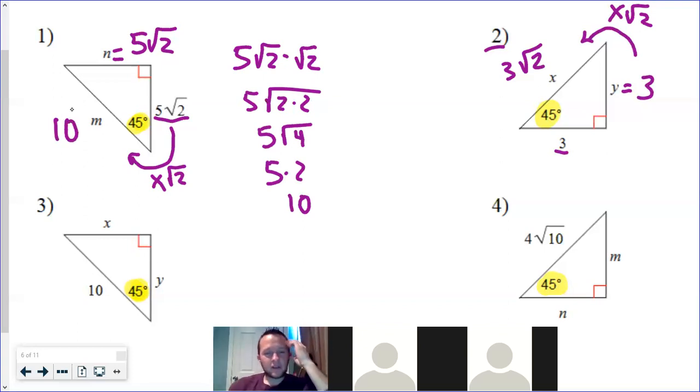Now that took a little bit of simplifying, but it followed the same rules where the legs are the same, and then we times it by the square root of 2. Okay? Let me jump to 4 next, and then we'll go to 3.